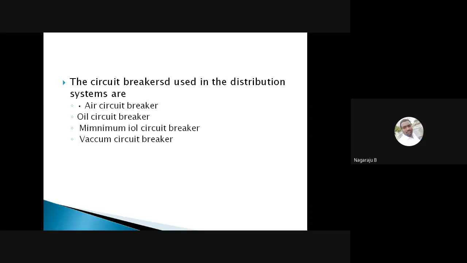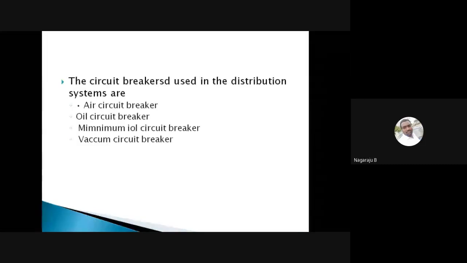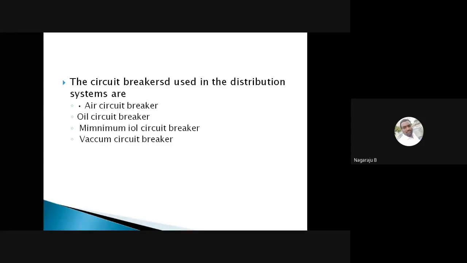I told you about protective relays, which are usually installed at the source substation. Oil circuit breakers are mostly used in the substation to provide protection against faults on the distribution feed. So this is about the oil type of circuit breaker.